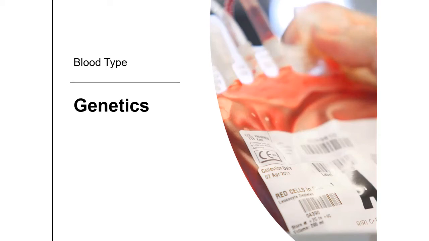The next thing we're going to look at in this lecture is the genetics of blood. So if someone asks you, what is your blood type? You might say A positive, B negative. What exactly does the A and B mean, and what exactly does the positive and negative mean? That's what we're gonna look at right now.